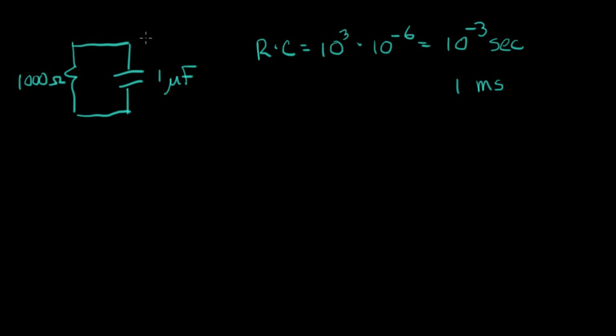I forgot V naught. Let's say we put 2 volts on this capacitor to start with, like that. And now we can say V of t equals V naught, 2 volts, times e to the minus t over 1 millisecond. And that's our natural response for this particular circuit. Now let me show you what that looks like.